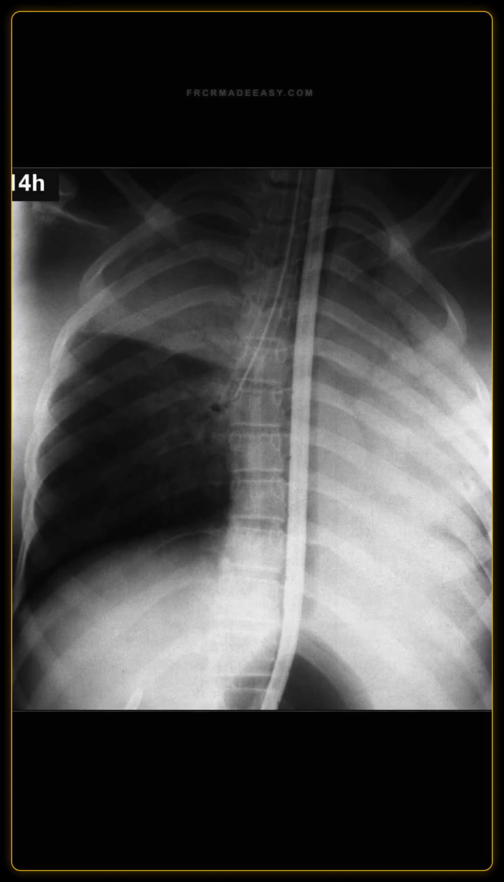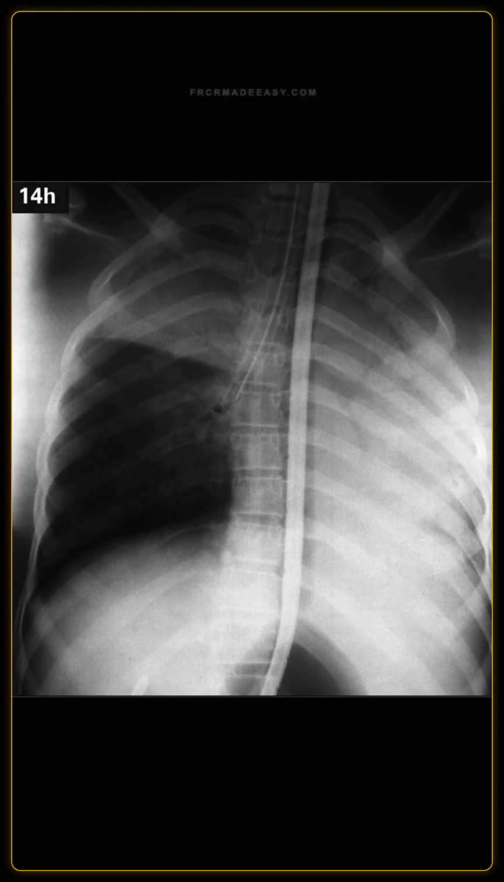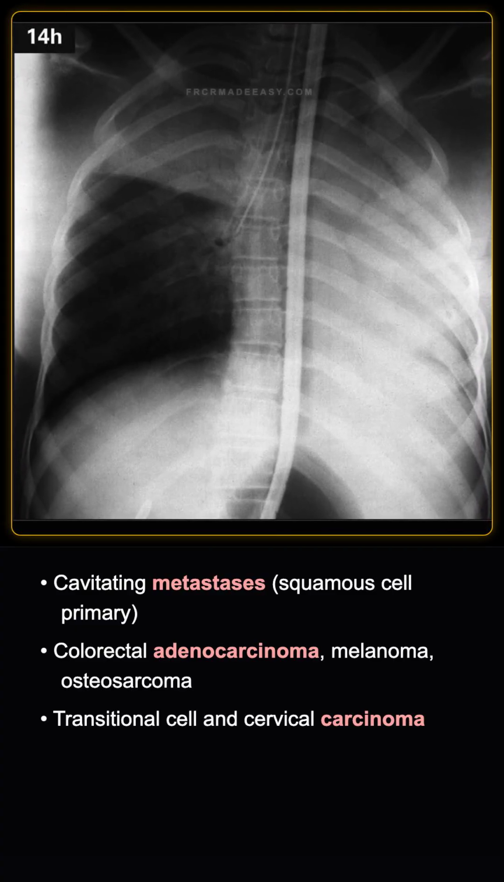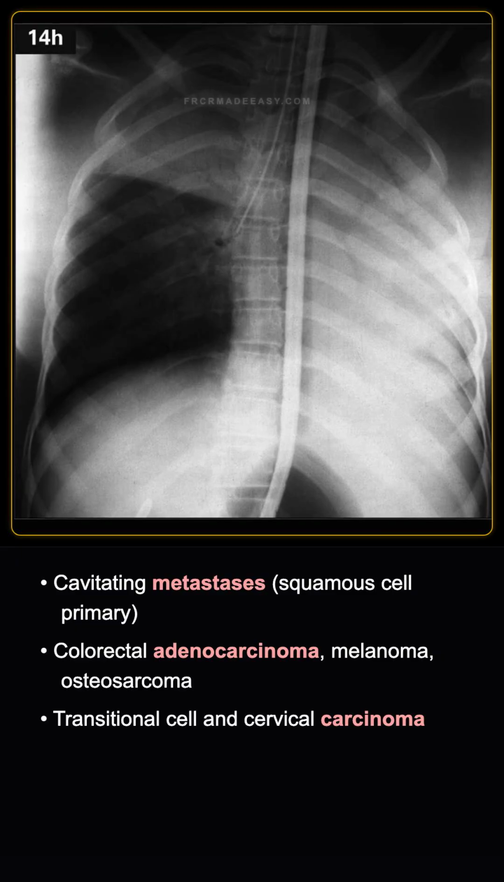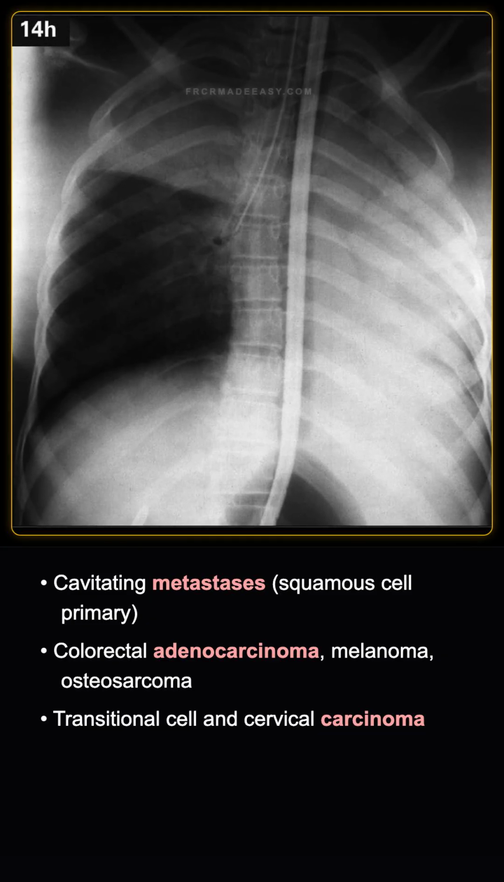What are the common primary tumors that produce cavitating lung metastases? Primary tumors that classically produce cavitating metastases include squamous cell carcinomas of the lung or head and neck, colorectal adenocarcinoma, melanoma, osteosarcoma, and transitional cell or cervical carcinoma.